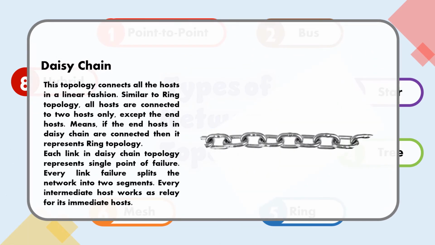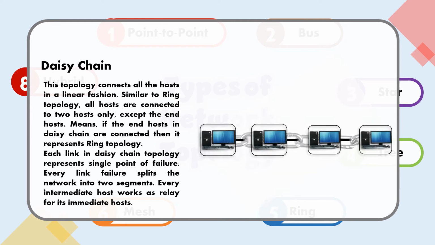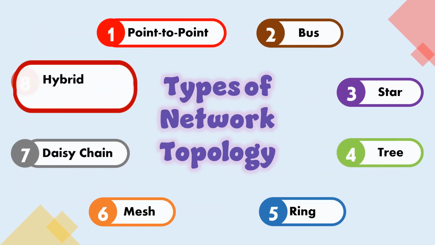Daisy chain. This topology connects all the hosts in a linear fashion. Similar to ring topology, all hosts are connected to two hosts only, except the end hosts. Meaning, if the end hosts in a daisy chain are connected, then it represents ring topology. Each link in daisy chain topology represents a single point of failure. Every link failure splits the network into two segments. Every intermediate host works as a relay for its immediate hosts.